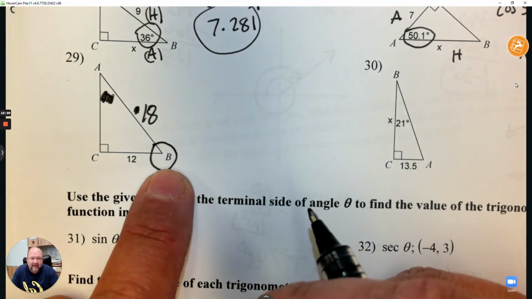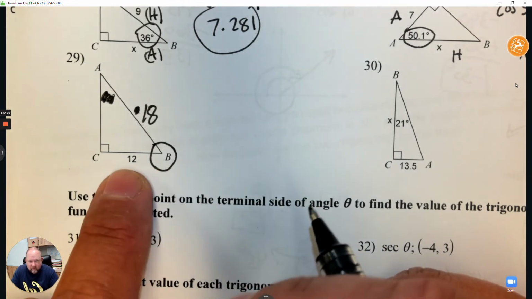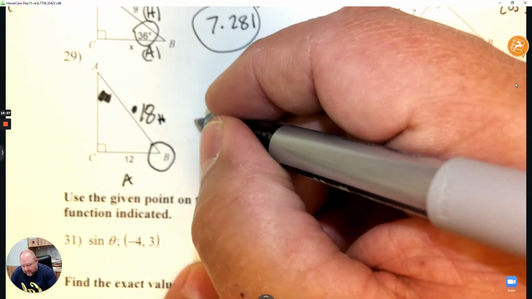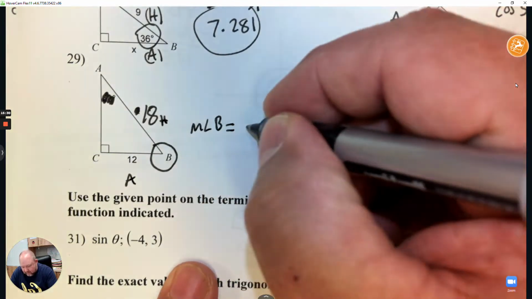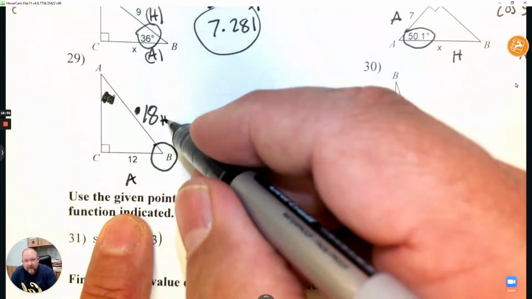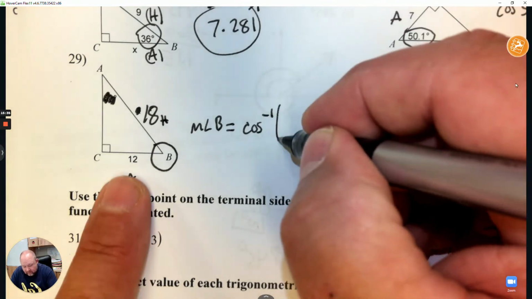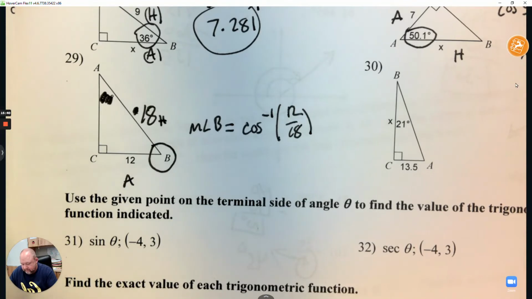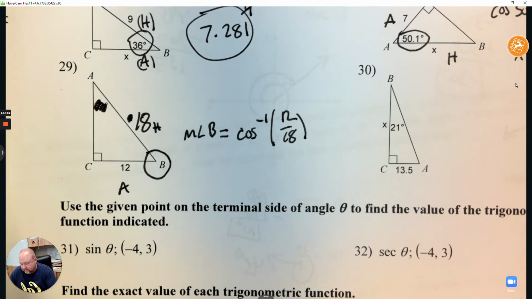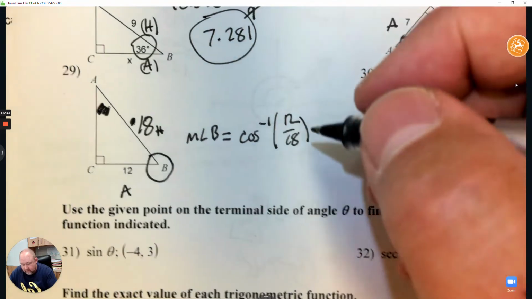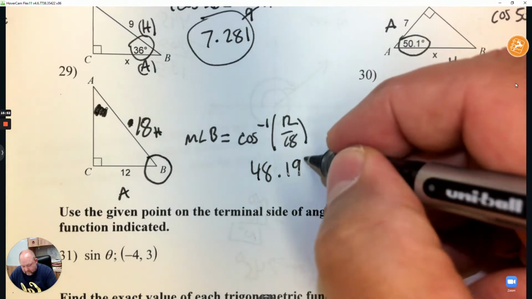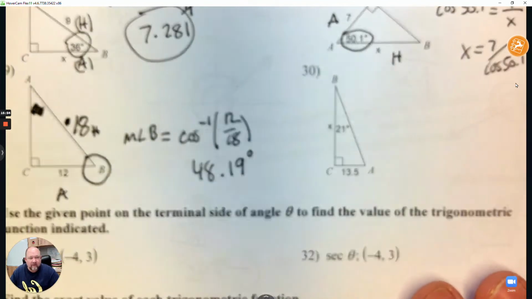So if I want to find angle B, 12 is adjacent, 18 is hypotenuse. And to find a missing angle, we use the inverse. So adjacent over hypotenuse is cosine, but it's the inverse, and then the ratio goes inside, and then use your calculator. And I get 48.18990 degrees.